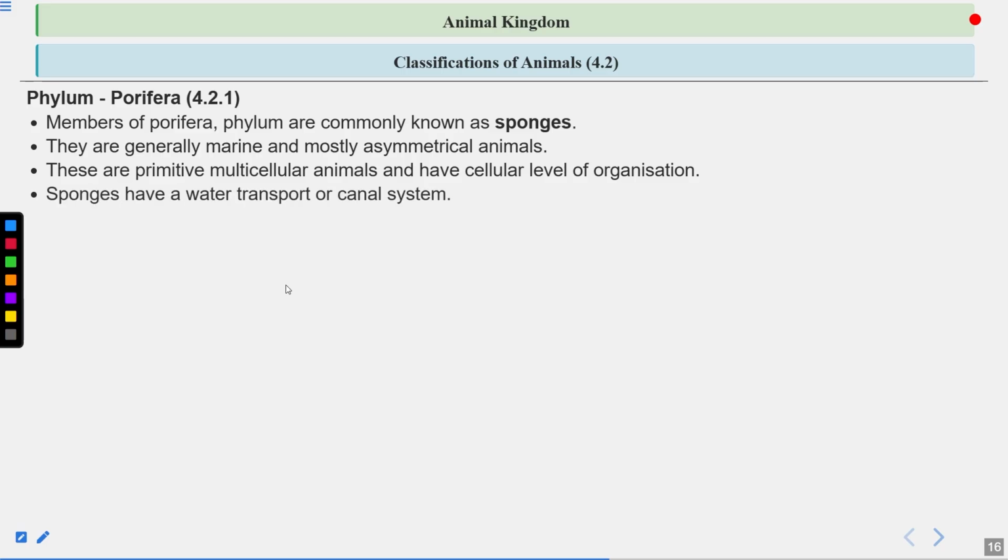Sponges have a water transport or canal system. Very unique feature of this phylum.